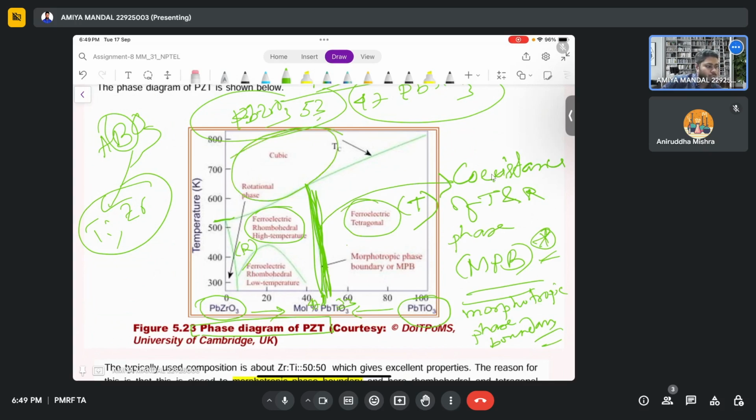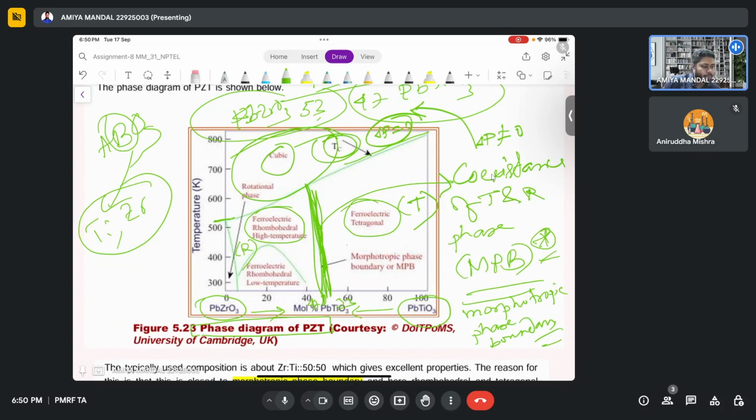After a certain temperature, above 500 to 800 degrees, it shows a cubic structure. This is called the transition temperature, where ferroelectric goes to paraelectric. Ferroelectric means delta P is not equal to 0, and paraelectric means delta P equals 0. This transition is called the transition temperature, where the cubic structure is formed.